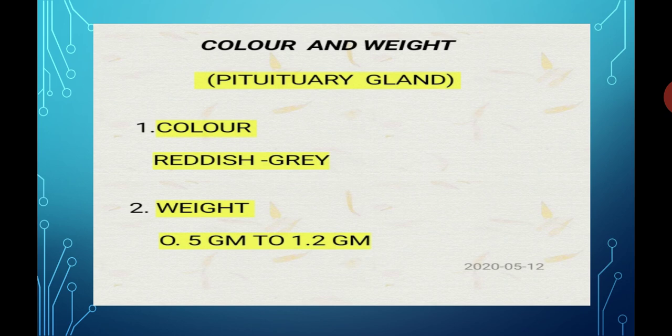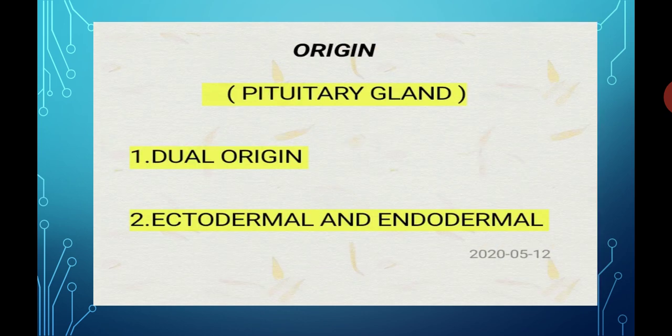So students, the color of a pituitary gland is reddish gray, and the weight is about 0.5 gram to 1.2 gram, and in a female, especially during pregnancy, its weight increases and becomes 1.2 gram. Our next point is origin.